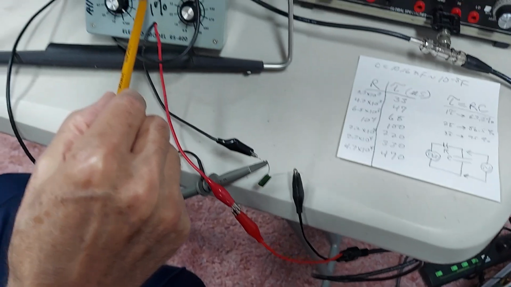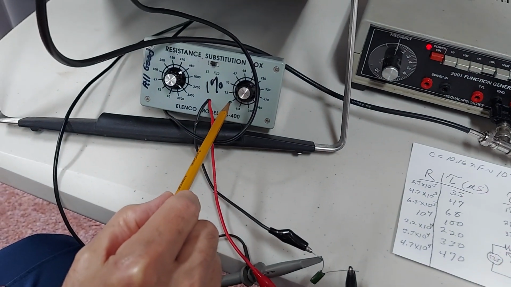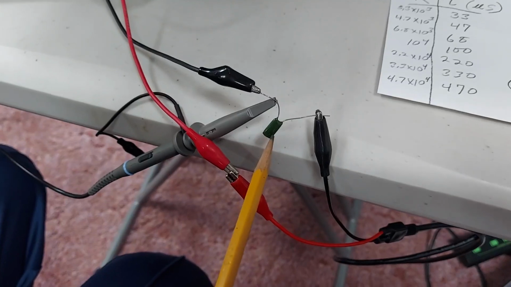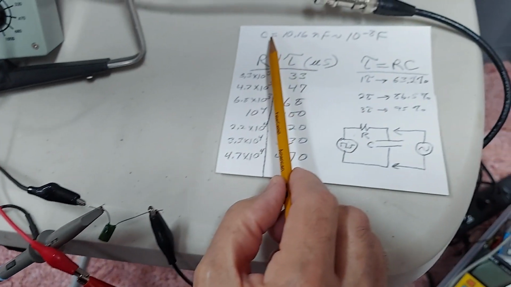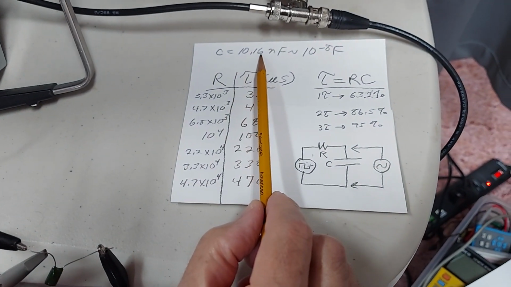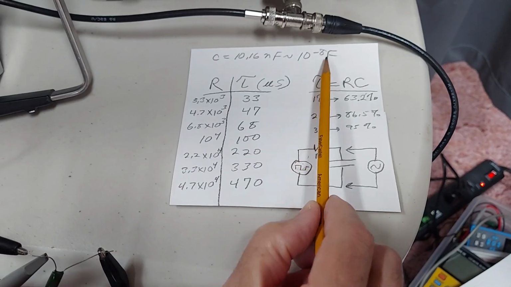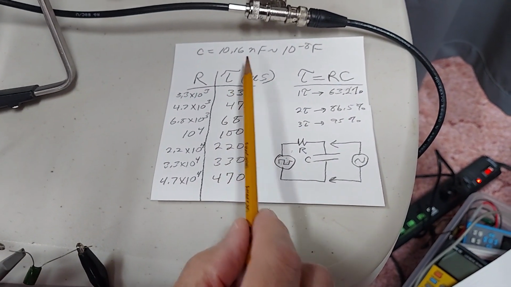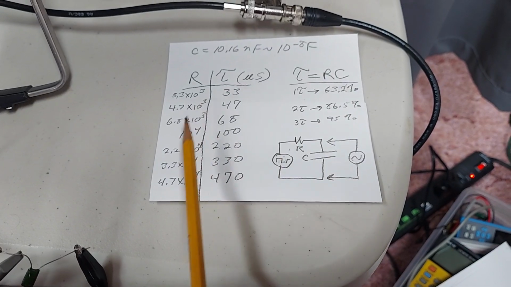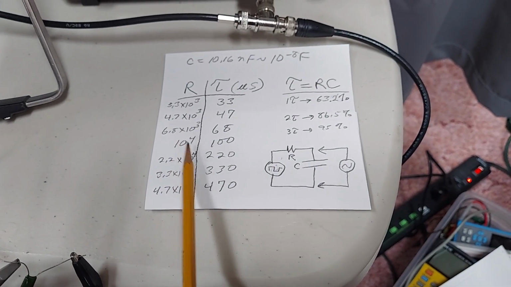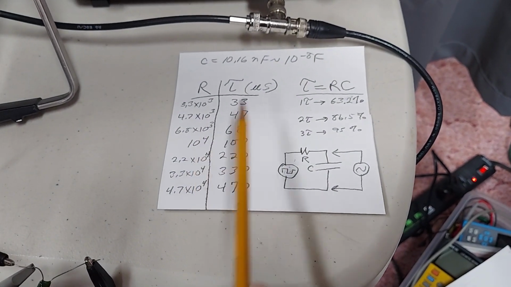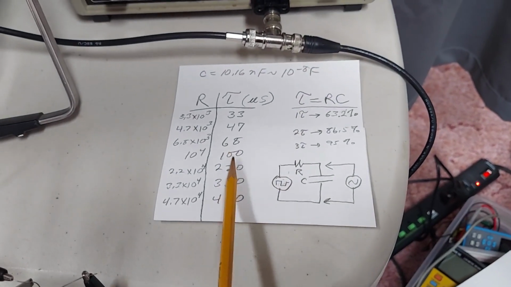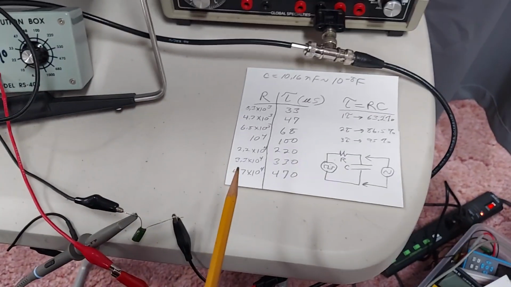It's kind of ugly. This is a resistor box. I've chosen 10 kiloohms and a capacitance of 10 nanofarads. Right here, the capacitance is actually 10.16 nanofarads, but very close to 10 to the minus 8 farads. Okay, now the time constant is RC, and for 10 to the fourth ohms and 10 to the minus 8 farads, we get 100 microseconds as the time constant.